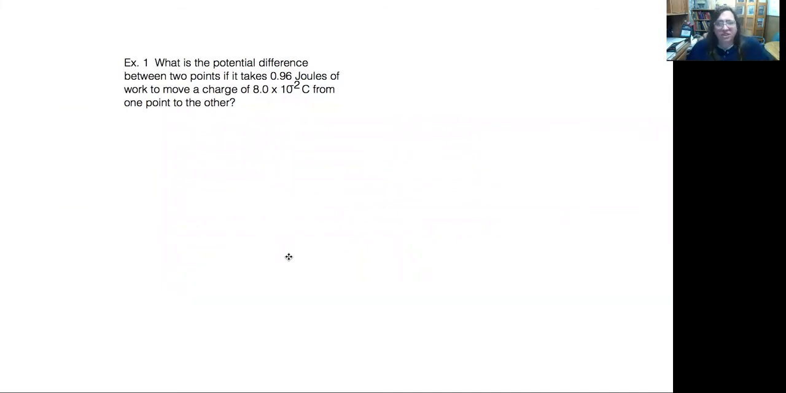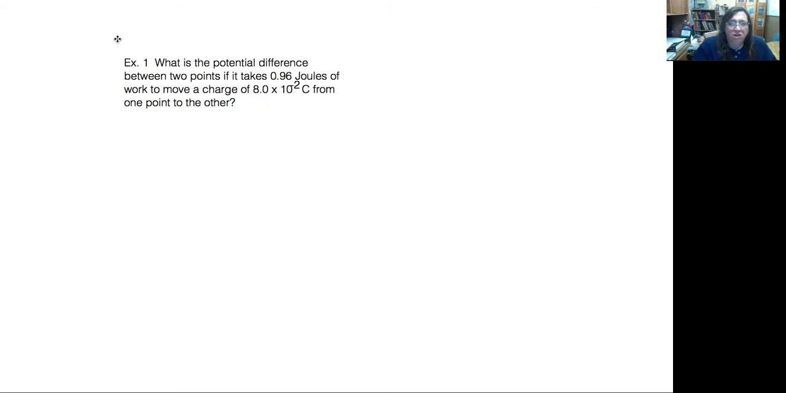Okay, so let's take a look at a quick example here. We want to know, what is the potential difference between 2 points if it takes 0.96 joules of work to move a charge of 8.0 times 10 to the minus 2 coulombs from one point to the other?